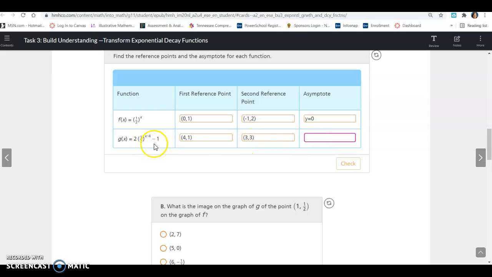All right, and my asymptote comes from whatever my k value is. So this would be y equals -1. That means the whole graph is going to be shifted down 1 unit.